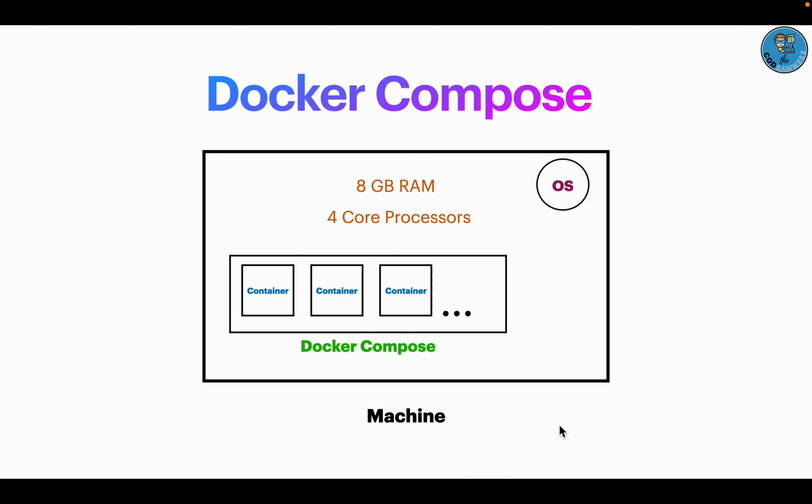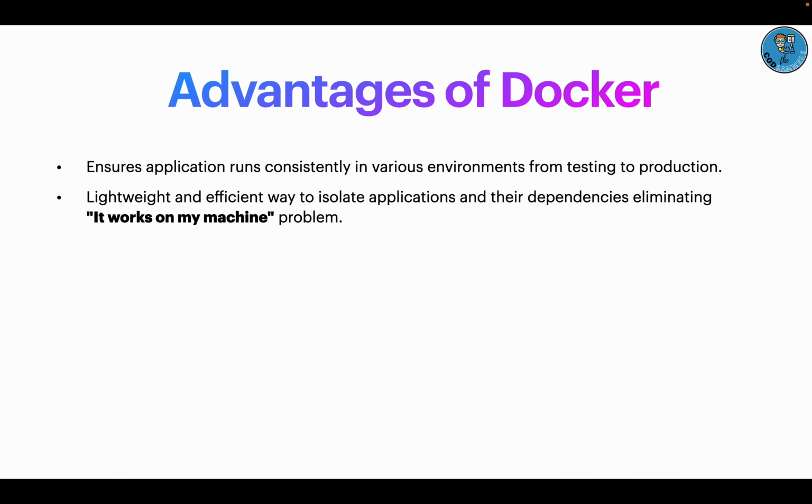Let's see a few advantages of using Docker. Docker ensures our application runs consistently in various environments, like our testing environment or production environment. It is also a lightweight and efficient way to isolate our applications and their dependencies from other applications as well. And it eliminates one of the problems where people used to say it works on my machine and not on the other one. Using Docker is very easy. First we need to install Docker on our system, and then we have to write a Dockerfile where we will give all the requirements.